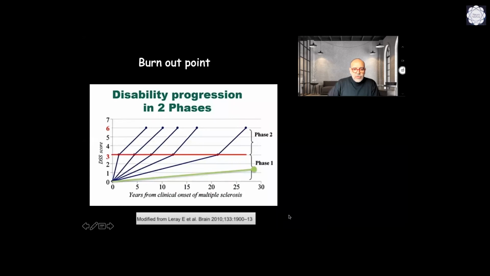Well, to finish, I would like to show you these different patterns of evolution of MS patients. Some of them have a very bad initial clinical presentation, and then they tend to stabilize, but most of them have a steady evolution at the beginning with the exacerbations, but then they reach a point where they worsen very, very fast. And we all see these cases. So maybe they reach a burnout point.